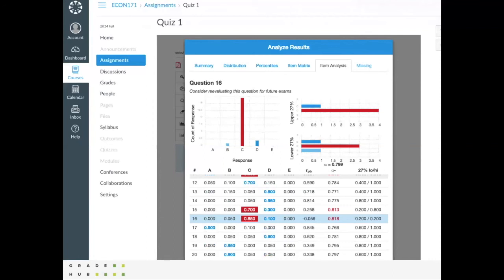The other corroborating information to identify this item as having a problem is that the alpha actually goes up when this item is removed from the test. And so that's an indication that this item is not doing its job well. And then visually, you can see that in the chart, but then looking at the numbers with the 27% low and high, you can see right in front of you that of the high performers, only 20% are getting the item correct, which is not the pattern that you want to see.